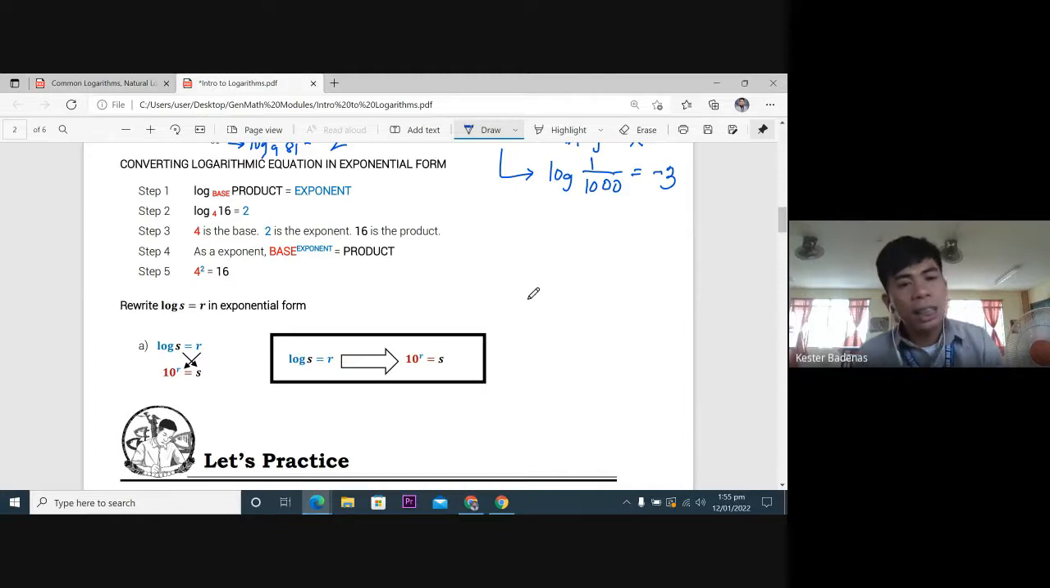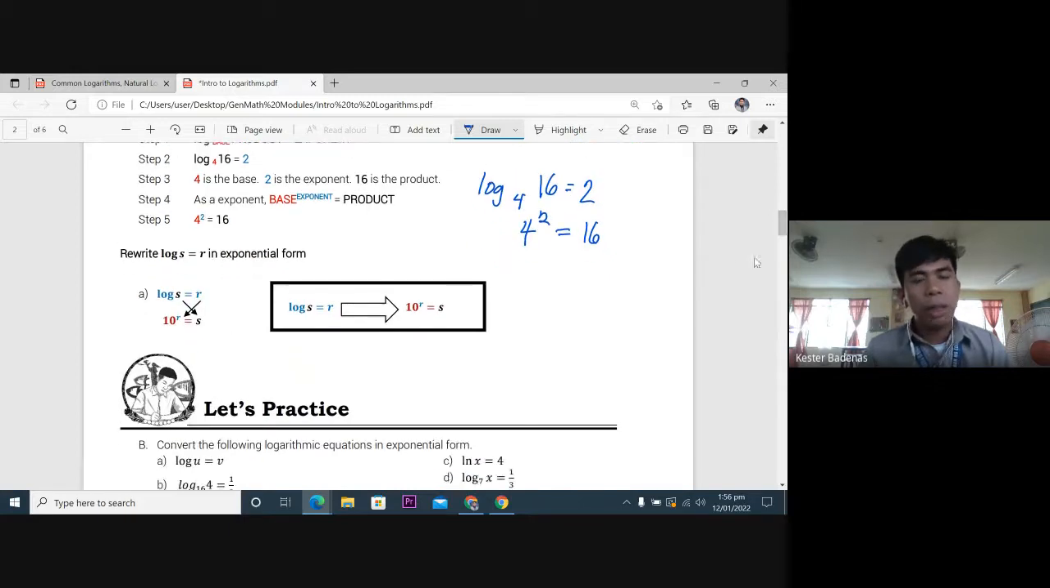Okay? That is, kapag meron tayong logarithm of 16 to the base 4 is equal to 2. Therefore, meron tayong 4 base kasi, and then the answer would be the exponent. 4 squared is equal to kung ano yung nilolog, which is 16. So we have 4 squared is equal to 16.